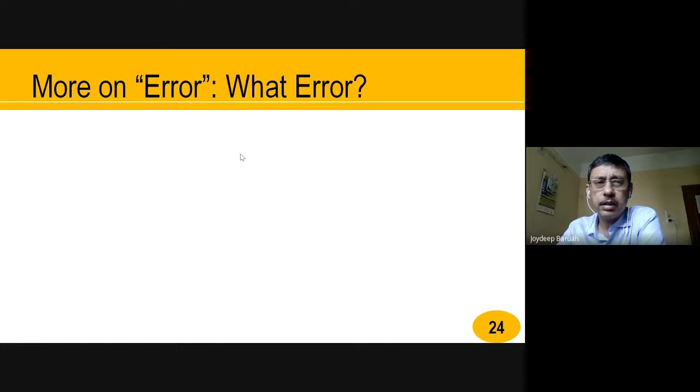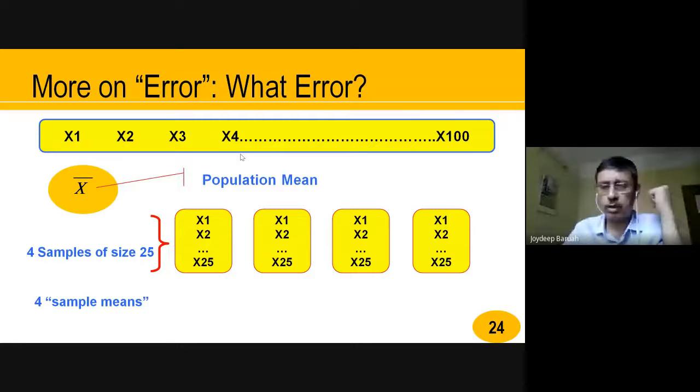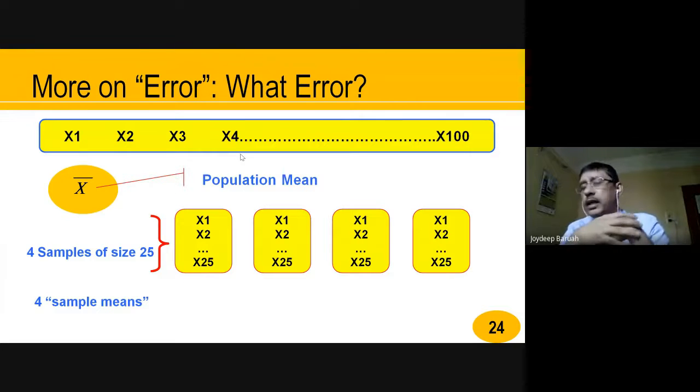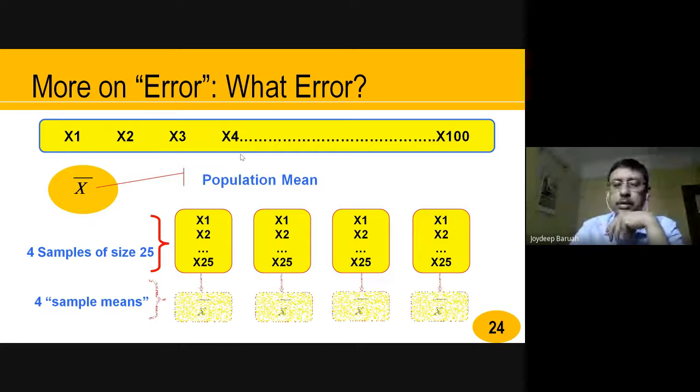Now, one idea is to understand what error we are talking about when we say error. Suppose, let us have one example. Suppose you have 100 units and you have decided on a sample size of 25. Now clearly, with this same sample size, you can have multiple samples. For instance, if you have 100 units in the population and you want a sample of 25, then 4 different samples, each of size 25, are possible, and all these 4 different samples will give you 4 different values.